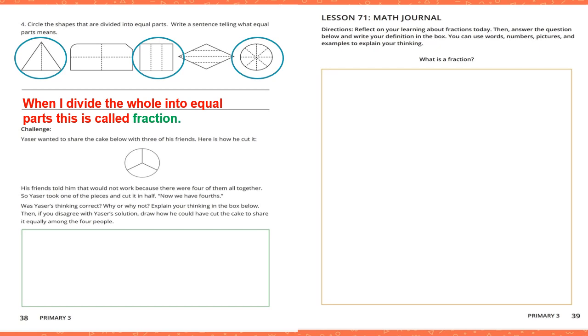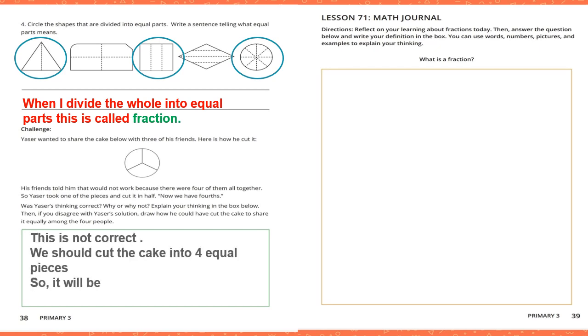Focus with me. There are 4 friends, and this is not correct. If he cut 1/3 of these thirds into 2 parts, they will not be the same. So it's not correct. We should cut the cake into 4 equal pieces to have 4 fourths. It will be like this. If I have this cake, I will cut it like this.